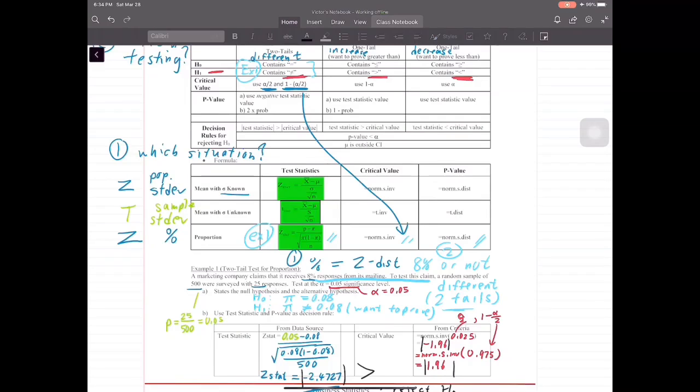And before we prove that it is different than 8%, we have to assume that H null is true. So H null is the opposite, right? So H null is pi equals 8%. We have to assume that the population proportion is equal to 8%. That's H null. And H1 is what we want to prove. We want to prove that it is different than 8%. And that is step 2.